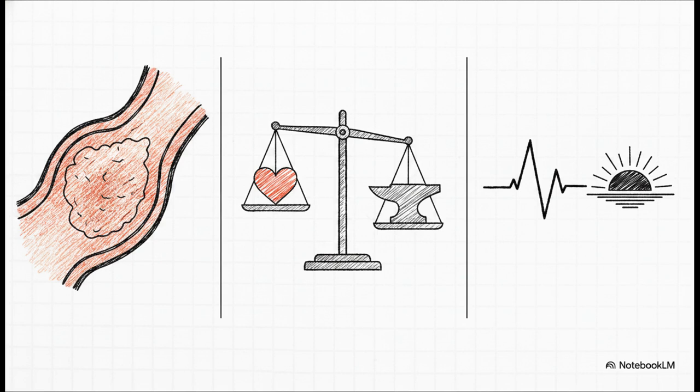Then we have type 3. This one is tragic. It's categorized as sudden cardiac death. The patient experiences chest pain and passes away within 24 hours, meaning the clock literally runs out before blood samples can even be drawn to officially confirm the infarction in the lab.